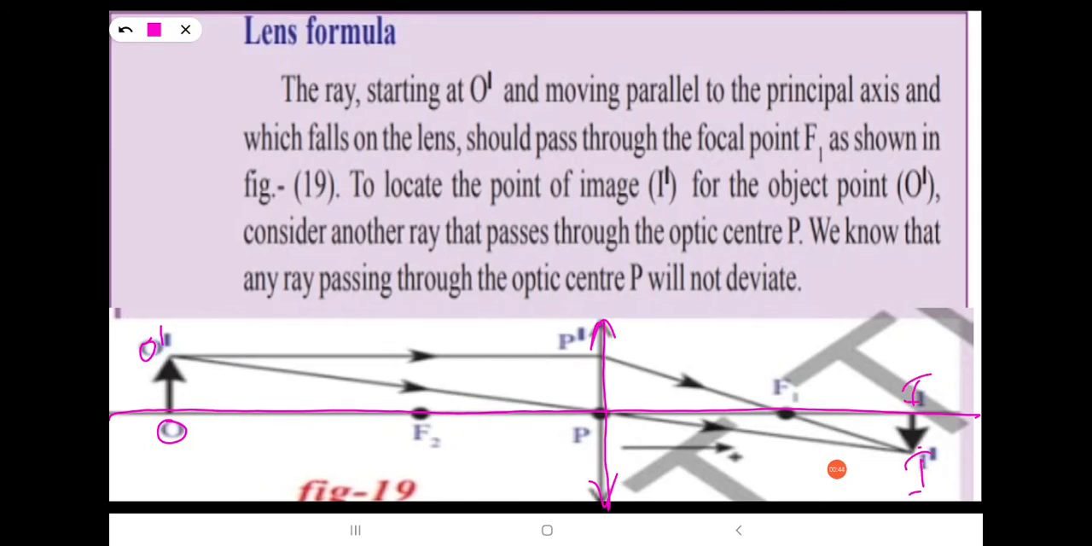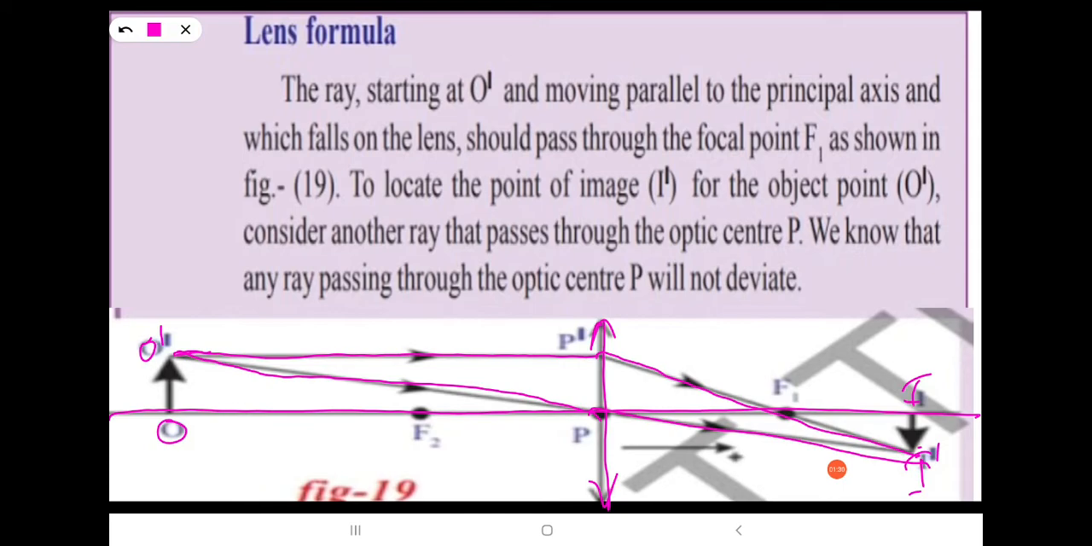dash. So how is the image formed here? When we draw the ray diagrams from this object, we'll get the image on the other side of the lens. Now when the ray is parallel to the principal axis, after refraction it passes through the focus, and when the light ray passes through the point P, the ray will not deviate. Here P represents the pole or optic center, and F1, F2 are the focal points.